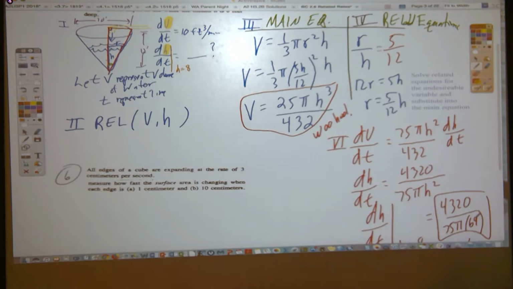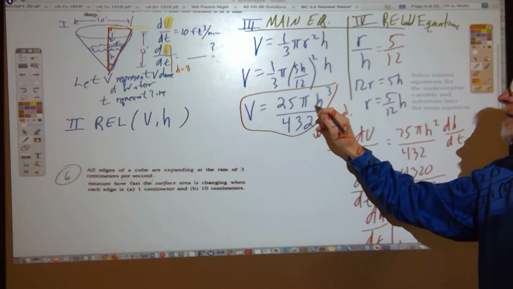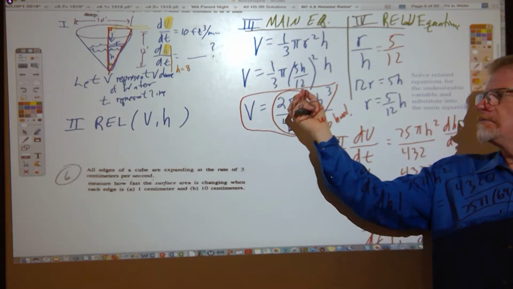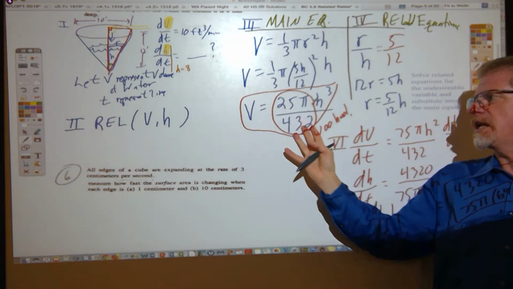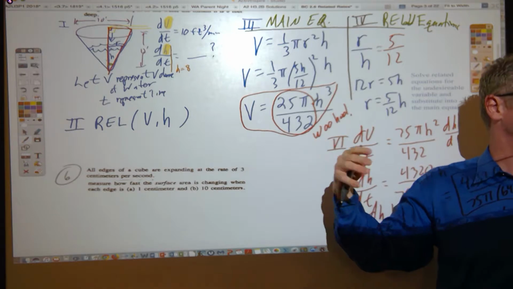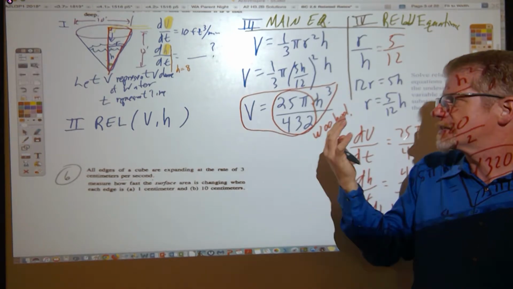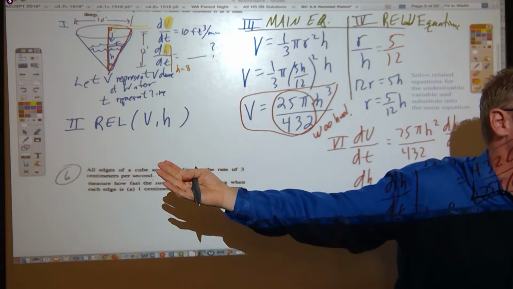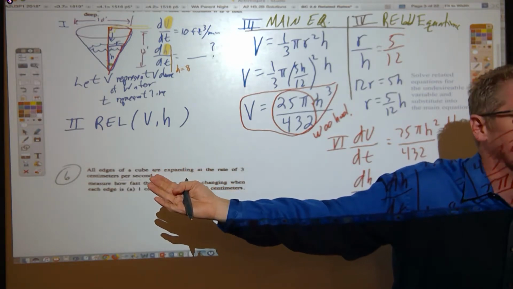Yes, Derek? So we're finding dV/dt. Why don't we find the derivative of the denominator? Oh, well, wait a second. In V, the scalar multiple envelops the denominator. I mean, the denominator is part of the scalar multiple. So 25 pi over 432 is just a number, maybe like 0.3 or something. It basically comes out front and is not affected at all by the differentiation process.